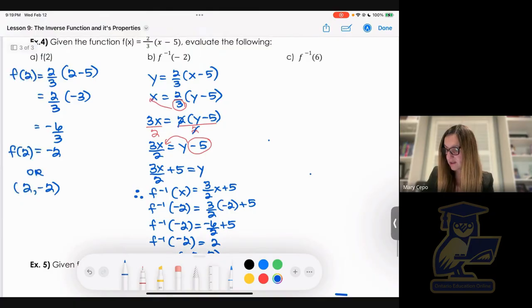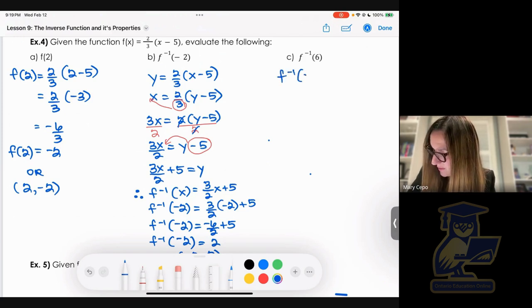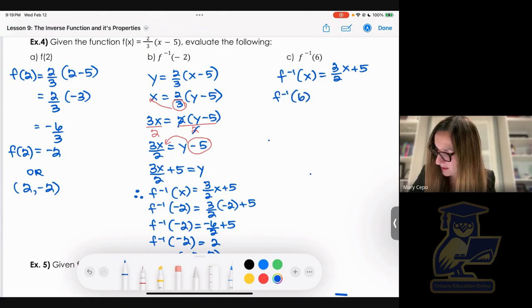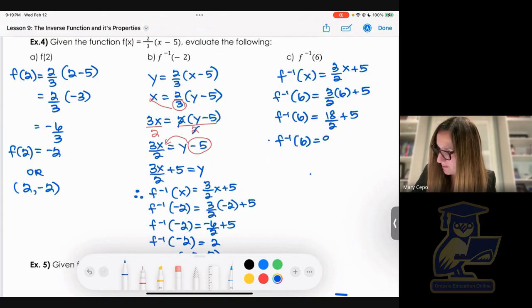Okay, so we're going to use that in C, now that we have the inverse function, to figure out f inverse at 6. So let's start with the inverse function, where we see x, we can replace it with 6. So 3 over 2 times 6 plus 5. f inverse at 6, 3 times 6 is 18. Divide that by 2, 9, plus 5, which is 14.